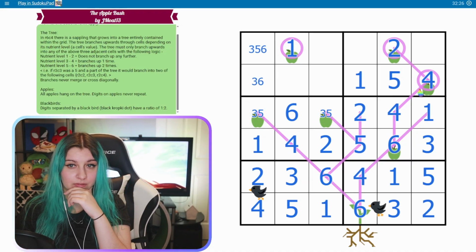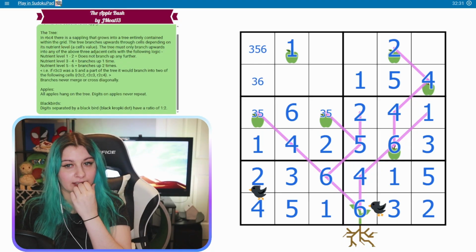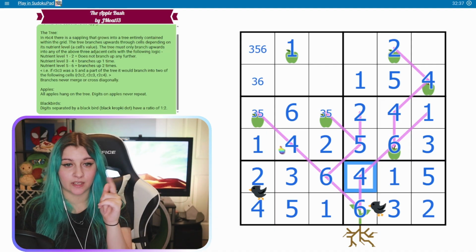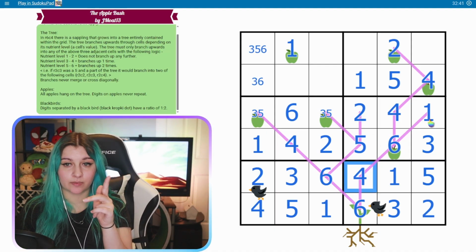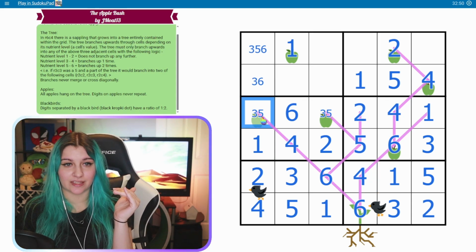I'm going to get rid of my circles. Make the branches look nicer. Oh man, okay. 6 went up twice, we're fine. This 6 went up twice, this 4 went up once, this 4 went up once, this 5 went up twice, this 6 went up twice, this 1 dead ends, this 4 goes up twice, or sorry, once, this 2 dead ends. Now I need to look at these digits. Okay.